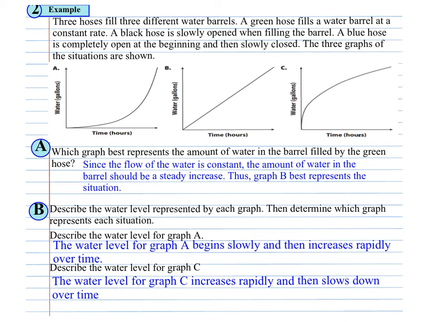Then for part B, we had to describe which would be better for A and C. We stated that the water level for graph A begins slowly and then increases rapidly over time. That means it would have to be the black hose, because the black hose will slowly open to fill the barrel. That means that graph C was the blue hose, which means that the water level for graph C increases rapidly, then slows down over time, as you can see on the graph right here, which is going really fast, filling with water, and then slows down right there.